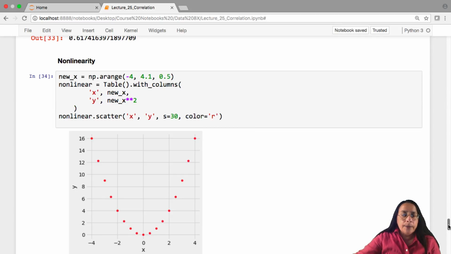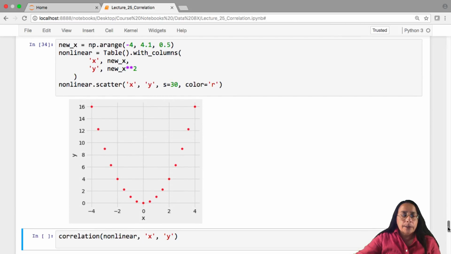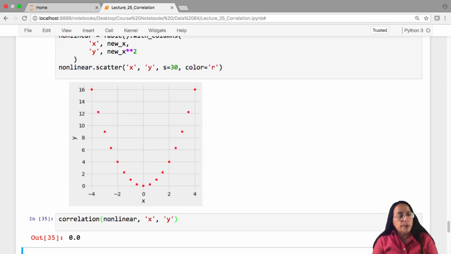If you calculate the correlation, so you're going to use our function, name of table, label of x, label of y, you get 0. These two variables are uncorrelated. But would you say that they are unrelated? Certainly not. They are closely related. If I know x, I know y exactly. Y is equal to x squared. Y is a function of x.